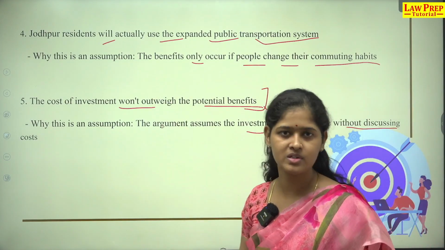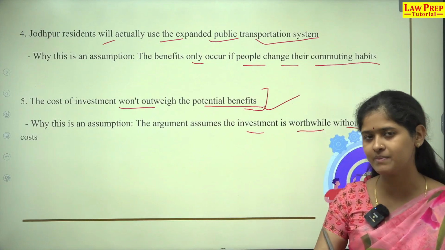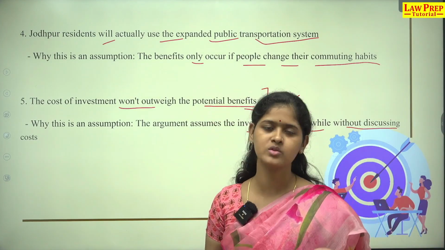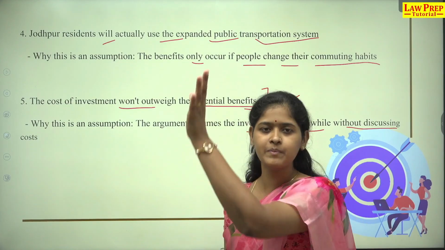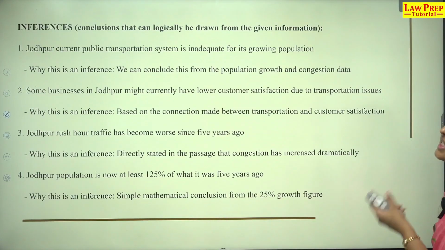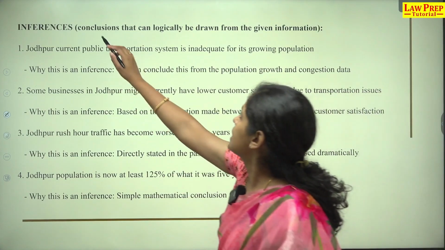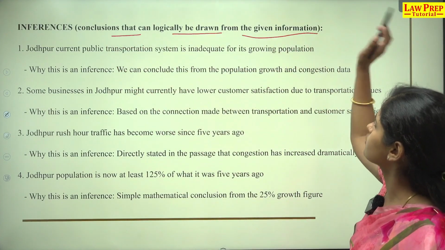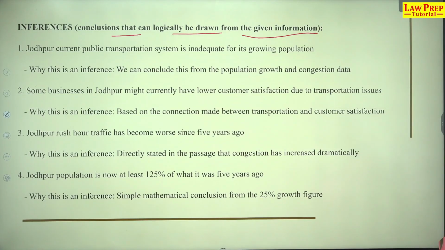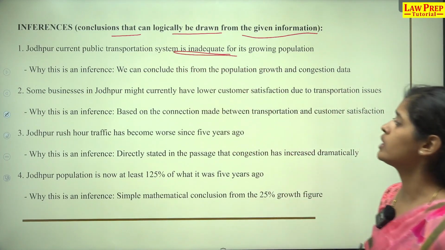These are the assumptions. And if I may repeat myself again, I hope you are writing the assumptions. Of course, don't put the passage again. You can simply put the assumptions on one side and then note the inferences. These are the inferences. Again, we'll revise. Conclusions that can be logically drawn from the given information are your what? Inference. First, Jodhpur's current public transportation system is inadequate for its growing population.